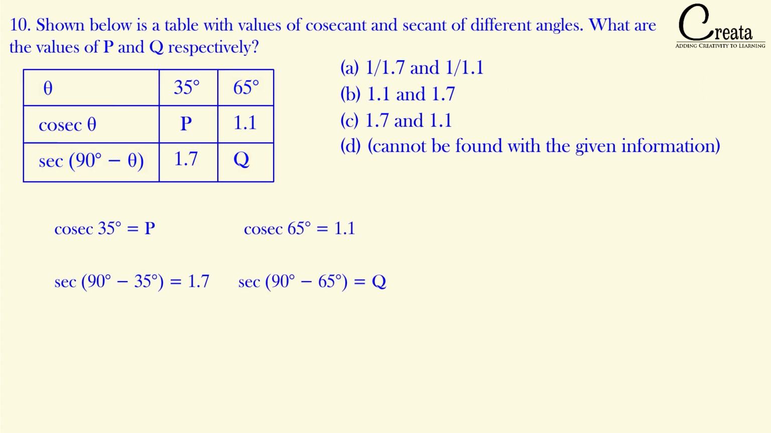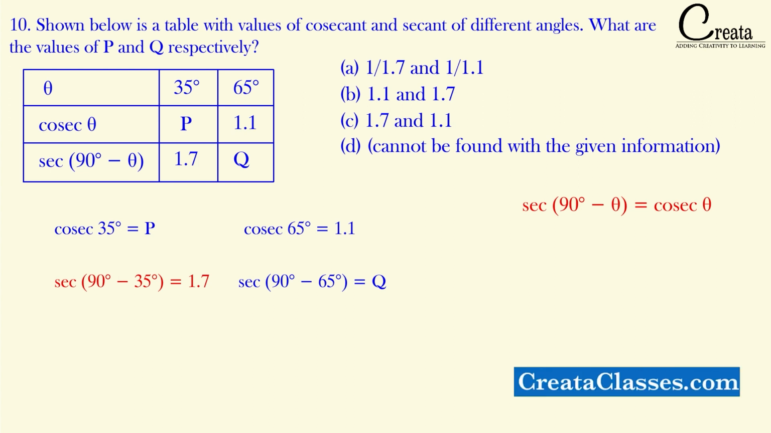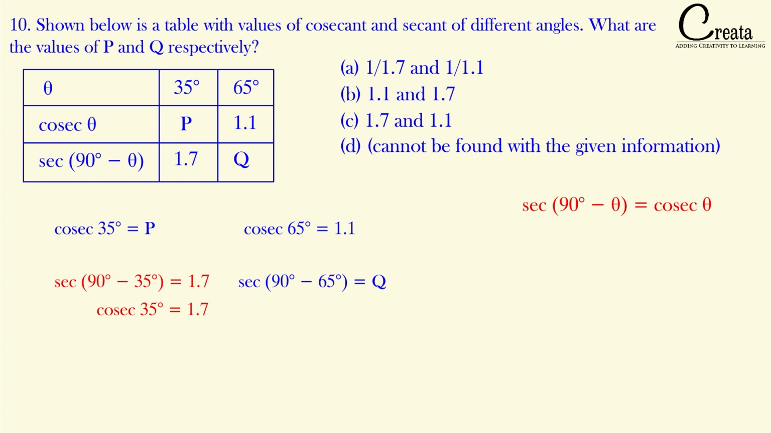These four equations are given and we have to calculate the values of P and Q. The direct formula that is involved is sec (90 minus theta) is equal to cosec theta. This formula we will apply. Here sec (90 minus 35 degree) is given as 1.7. So sec (90 minus theta) is equal to cosec theta, so sec (90 minus 35 degree) will be equal to cosec 35 degree. So we got cosec 35 degree is equal to 1.7.